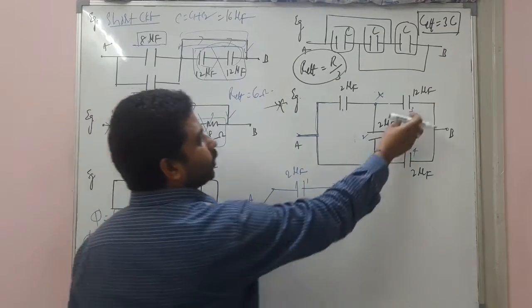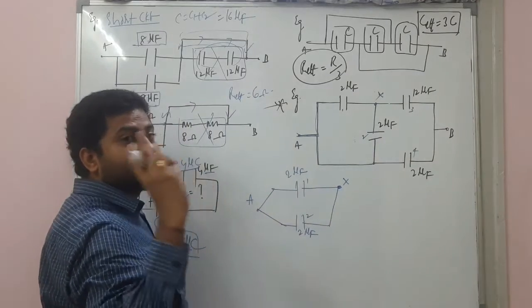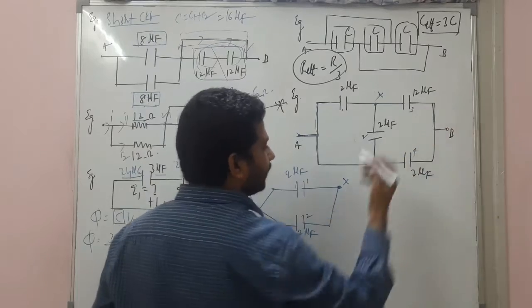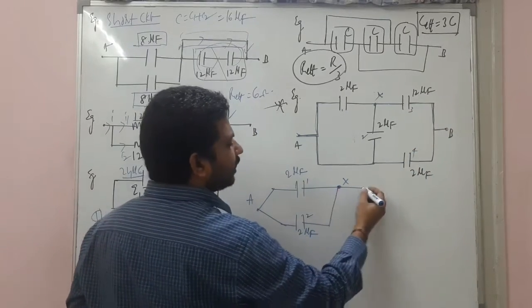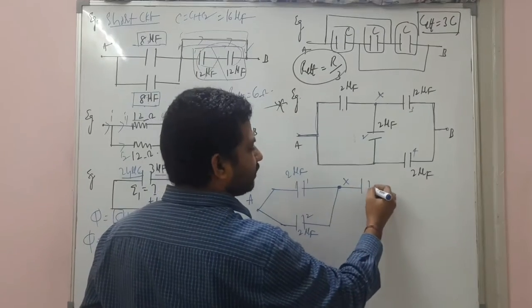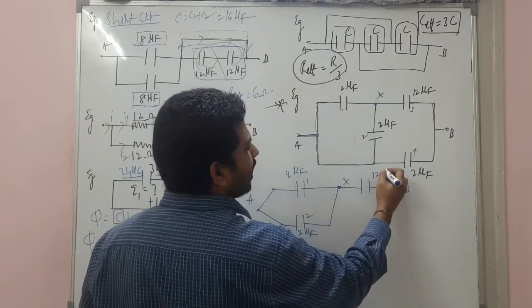Fine. Talk about the third one. Third one is connected between X and B. See here, one side X and the other side it's B. So X and B. Let's write B somewhere here. Yes, it is 12 microfarad.